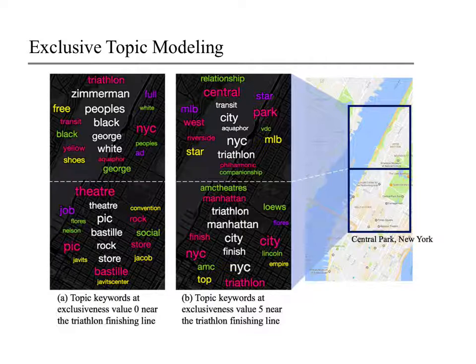So why do we need this system? This example shows the tiles of New York City in July 2013. The left two tiles are topic keywords at exclusiveness value 0, and the right two tiles are topic keywords at exclusiveness value 5.